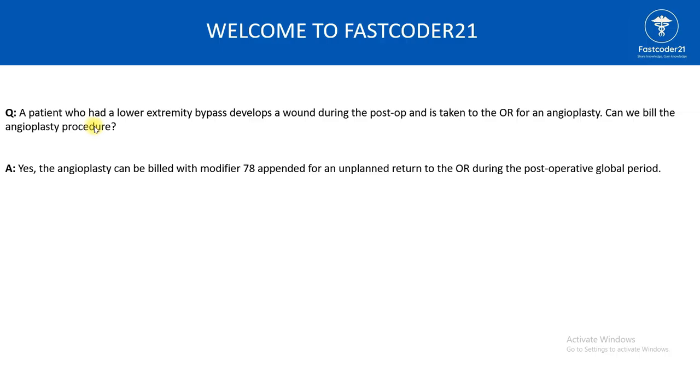Next one, a patient who had a lower extremity bypass develops a wound during the post-op and is taken to the OR for an angioplasty. Can we bill the angioplasty procedure? Obviously, we need to bill the angioplasty procedure using the 78 modifier, unplanned return to the OR during the postoperative global period. If you don't know about this modifier, please check our modifiers playlist on FastCoder 21. You can learn all the modifiers with example scenarios.